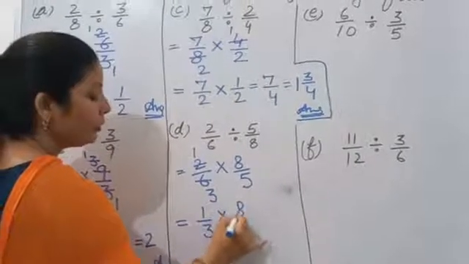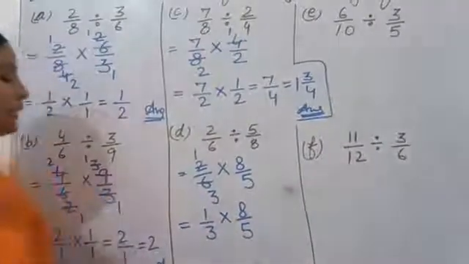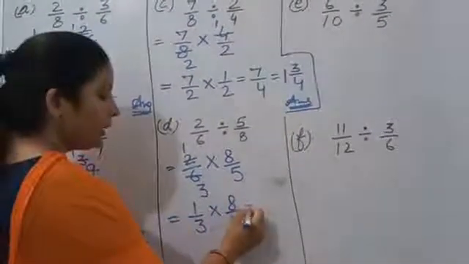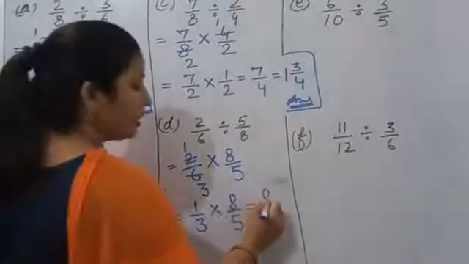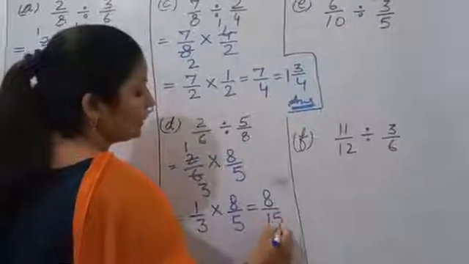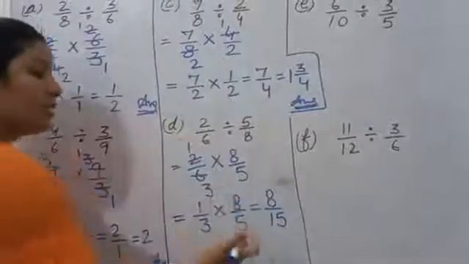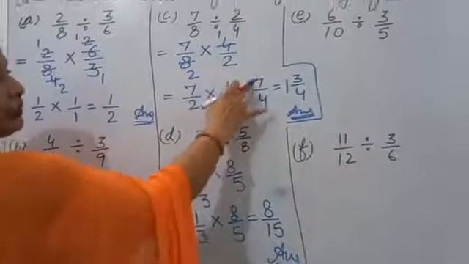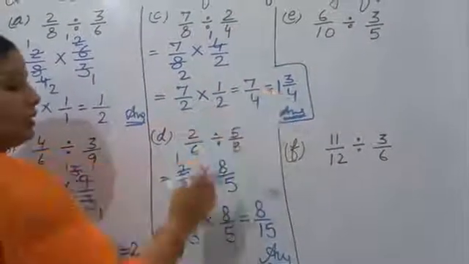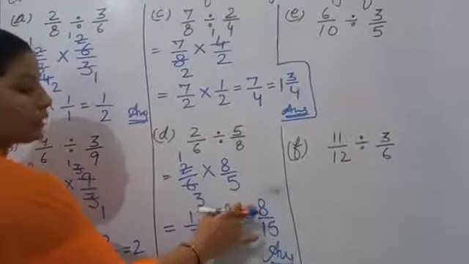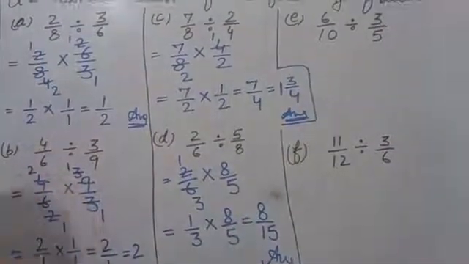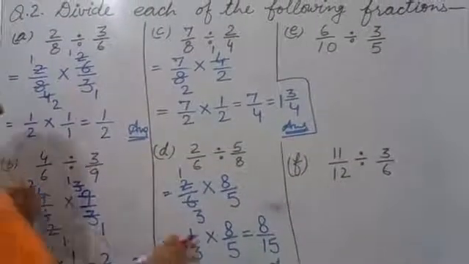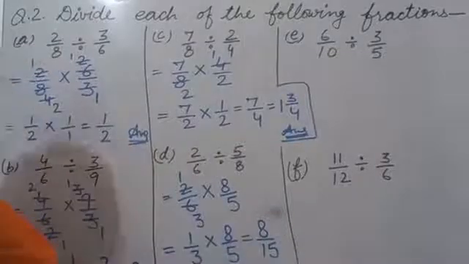Multiply by 8 upon 5. Now numerator multiply by numerator and denominator multiply by denominator. So 8 ones are 8 and 5 threes are 15. Now what is this? This is a proper fraction. So this is your answer. When numerator is big like this, numerator big and denominator small, then we change into mixed. But here it is 8 upon 15. Here numerator small and denominator big. So it will be the answer. Okay, because this is a proper fraction. And they are not cancelling with each other. 8 or 15 don't come in the same table anywhere.